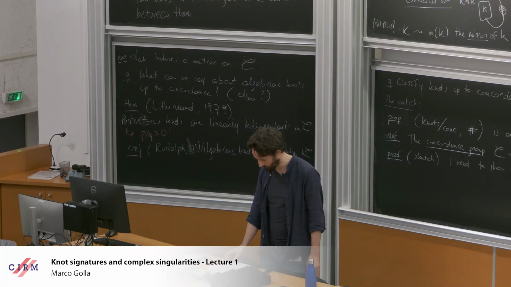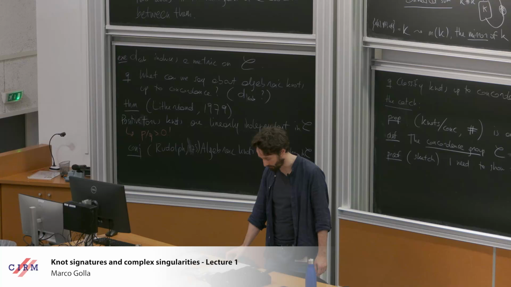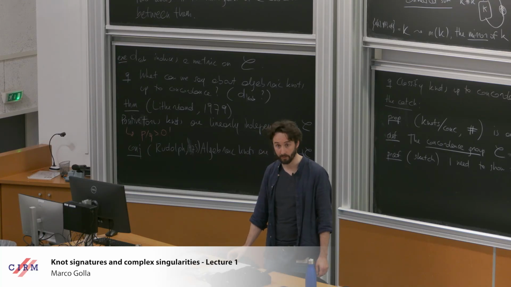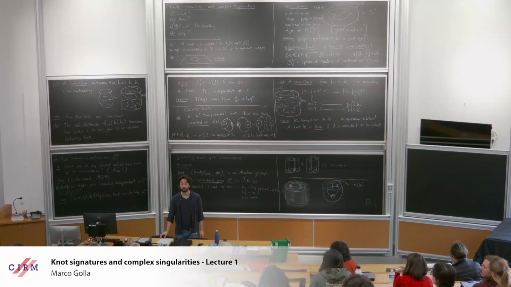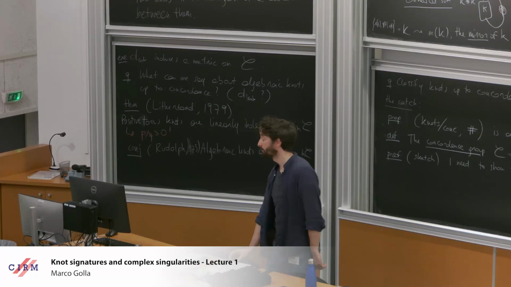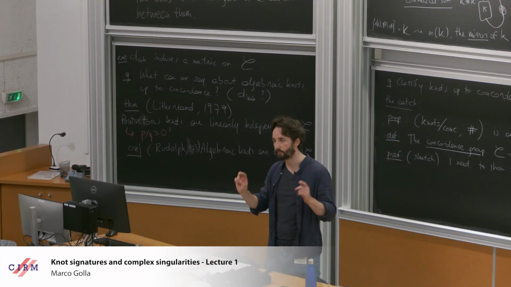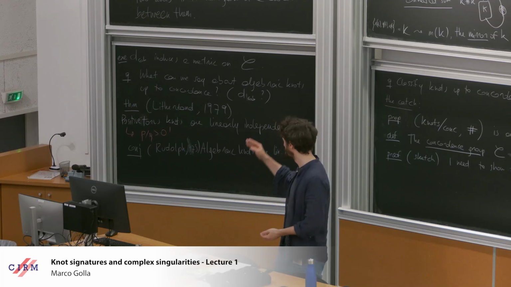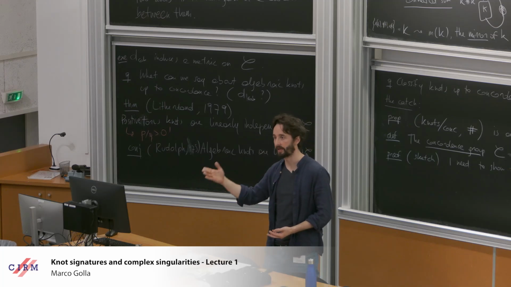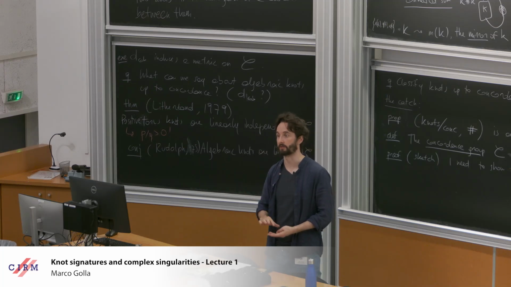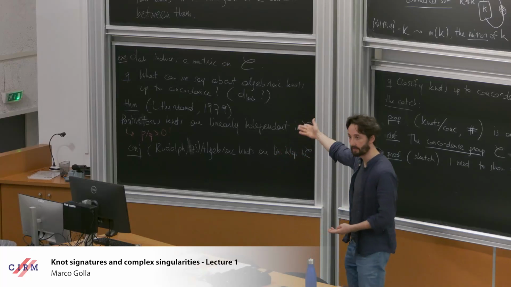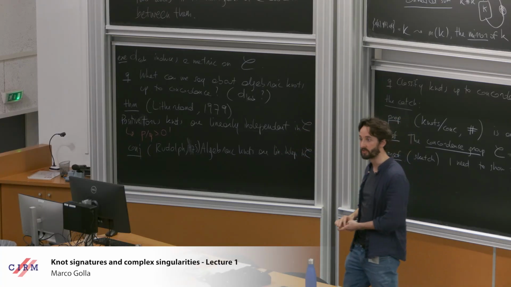So what I would like to do now is to switch gears and talk a bit about algebraic knots. And yes? Should there be a sign there? No, because to me, algebraic knots are positive. So positive torus knots are algebraic, negative torus knots are not. So that clears exactly that ambiguity between positive and negative.